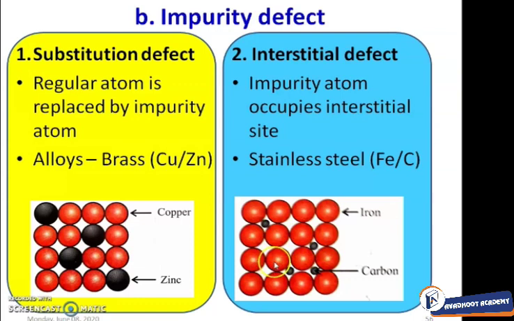interstitial impurity defect. The difference between these two is, in the first case some of the regular sites of copper are vacant or replaced by zinc atoms, but here such a type of replacement is not there. The impurity atom occupies the interstitial site. So these are the impurity defects.